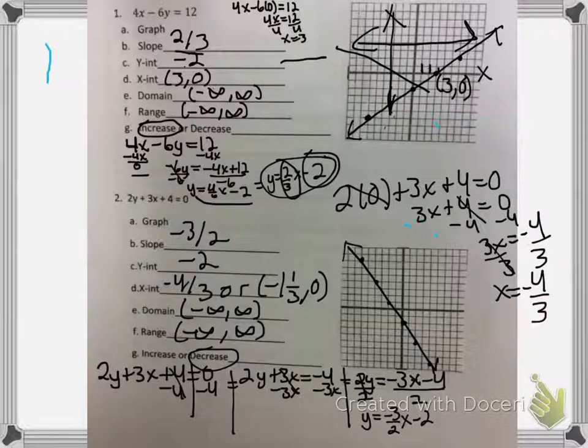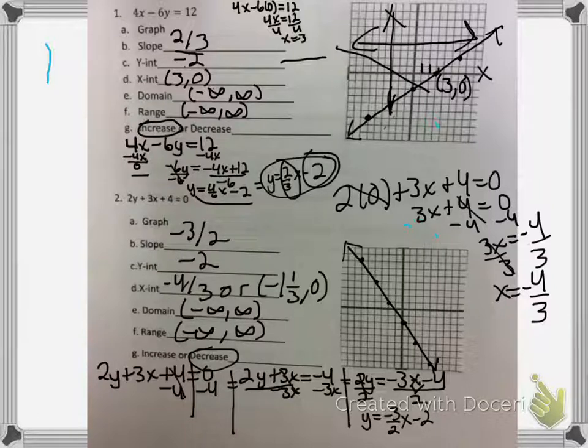Alright, we'll look at number 2. And we'll solve for y here. Look at the bottom down here. Subtract 4 from both sides. And then I end up with 2y plus 3x equals negative 4. I subtract 3x from both sides. End up with 2y equals negative 3x minus 4, divided by 2. Remember you divide into both of them. I end up with y equals negative 3 over 2 x minus 2.